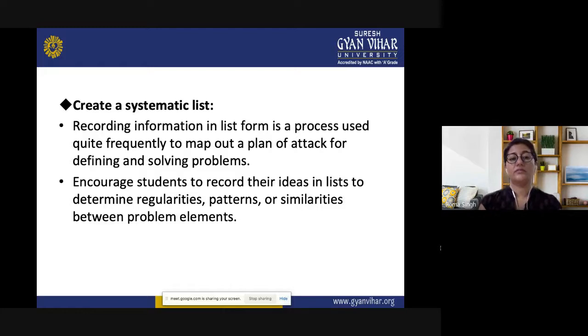They can also create a systematic list because it is very necessary. Whatever efforts they are carrying out, it should be prepared in a systematic manner. So recording information in list form is a process used quite frequently to map out a plan of attack for defining and solving problems. It encourages students to record their ideas in a list to determine regularities, patterns, or similarities between problem elements. So this is how they will have a record in front of them, and they can choose a better way to proceed.